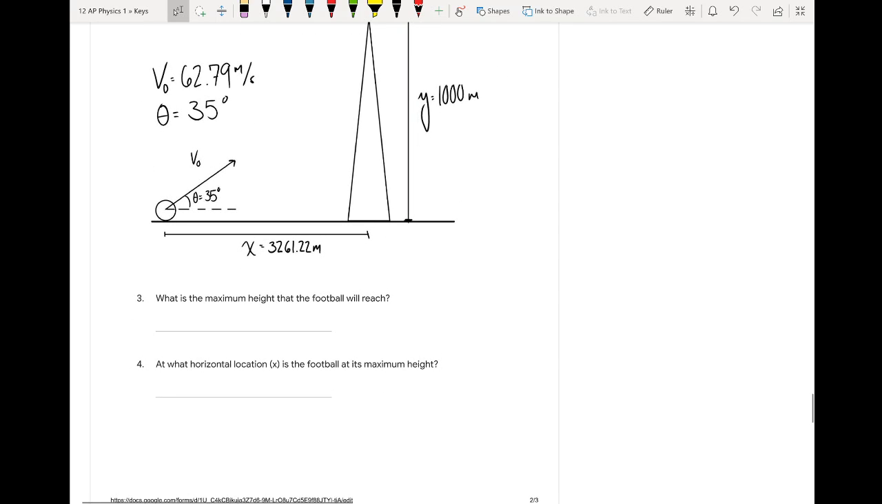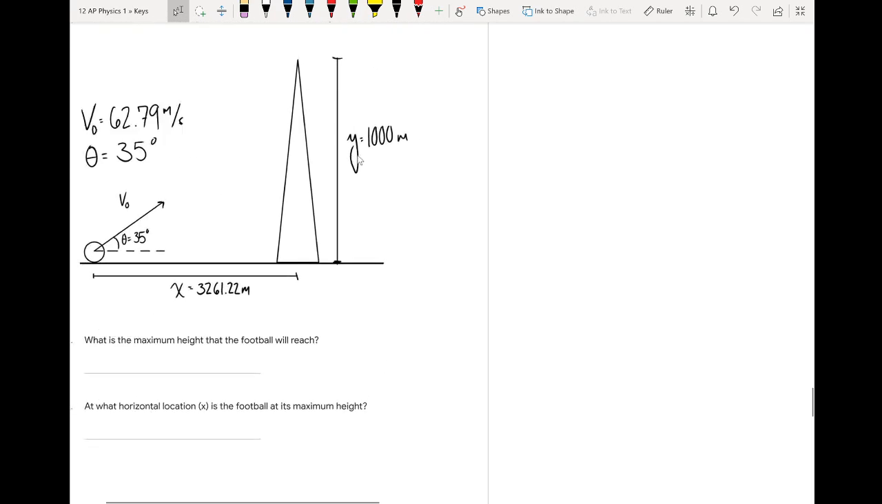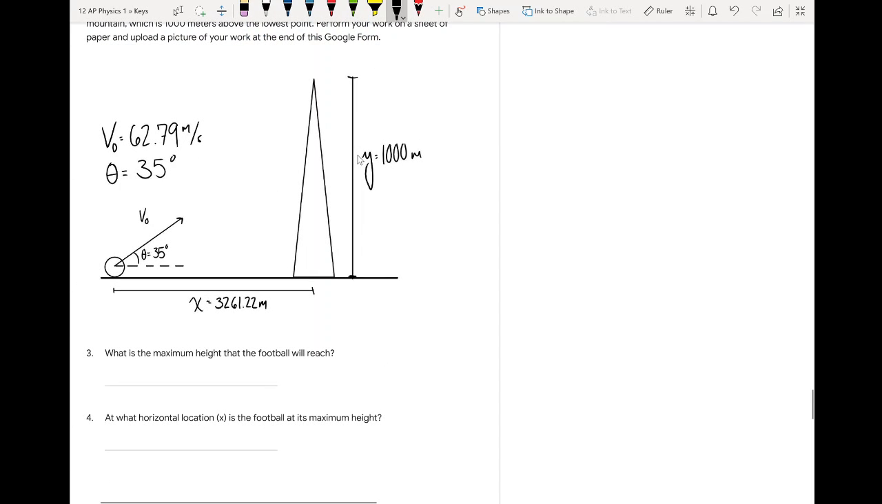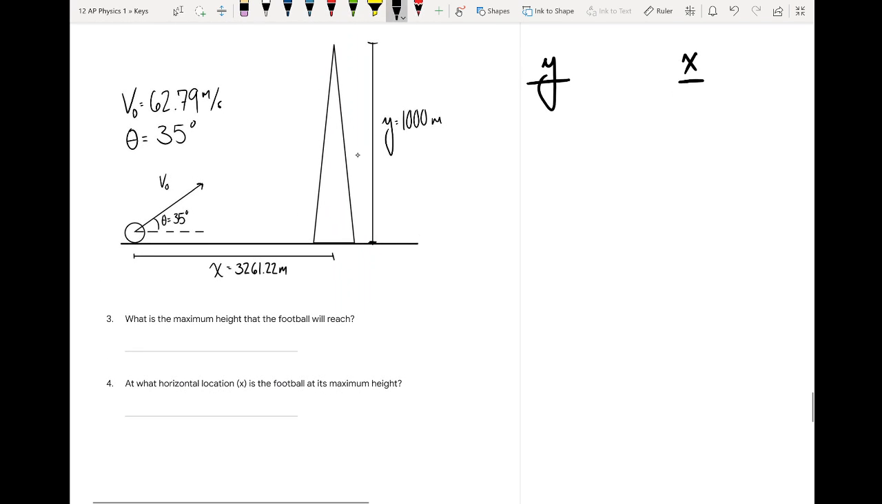So what is the maximum height that the football will reach? That's really the first one that we want to look at. So we're looking at, based on these parameters, what's the maximum height? So what we can do is set up over here what we know about the y direction and what we know about the x direction. For this case, sure, he has to throw it this x distance, but there's no guarantee that he'll make it that far.